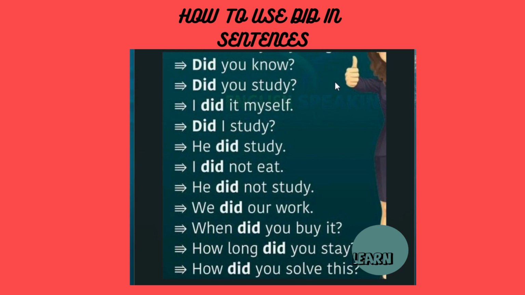Did you know about... it can be anything. But this action happened in the past. So when you get to know about something, whether that person already knew about that thing in the past time, that is where we use "Did you know? Did you study?"